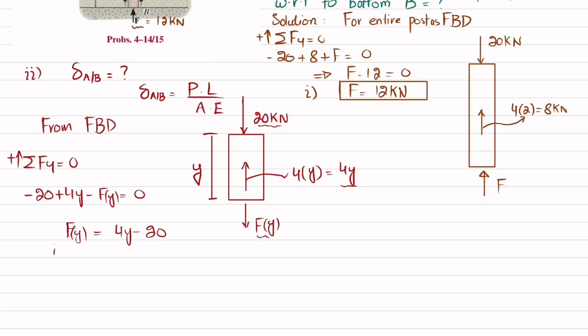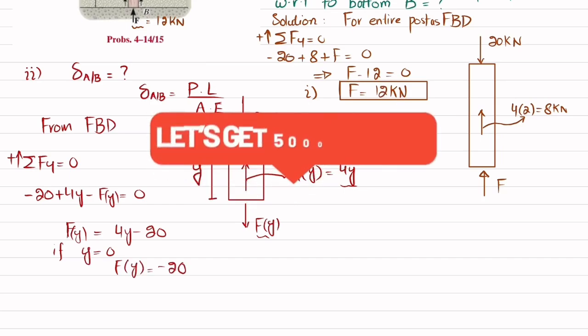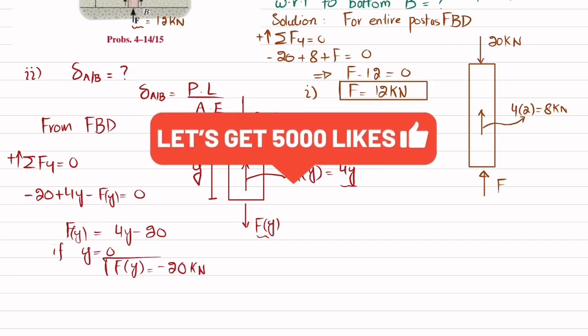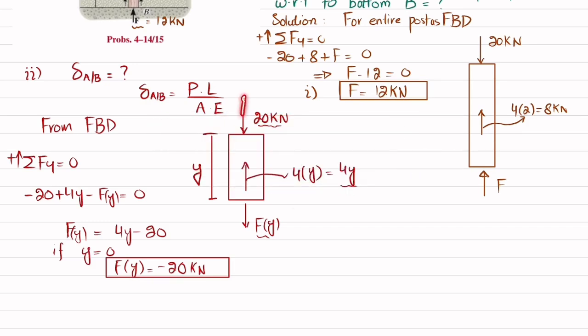Now if y is equal to 0, so we get Fy is equal to minus 20 kilonewton. So you can see that this is correct, because here this will be minus 20, that is downward. So at this surface the force acting is compressive force. Clear?